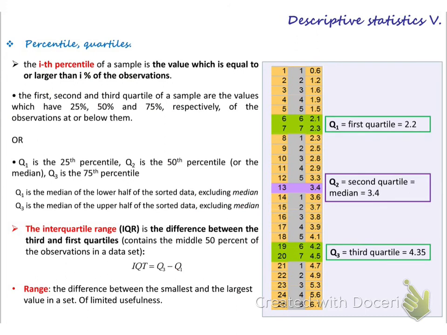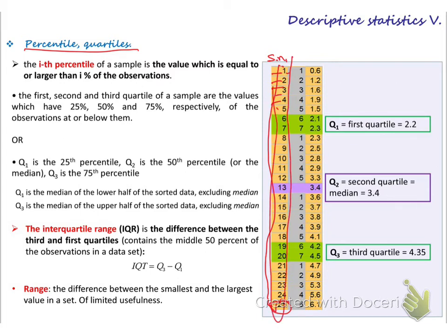Percentiles or quartiles, or the interquartile range. Some of us already studied them in high school, but here, in order to understand, I have a sample of data. Here is the serial number: item number one, item number two, item number three, item number four, and so on, just to count how many there are. So here I have 25 items. The first column is just for counting them.